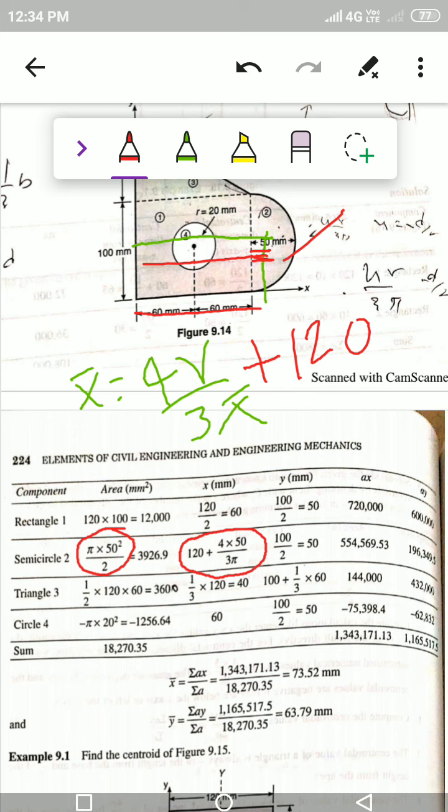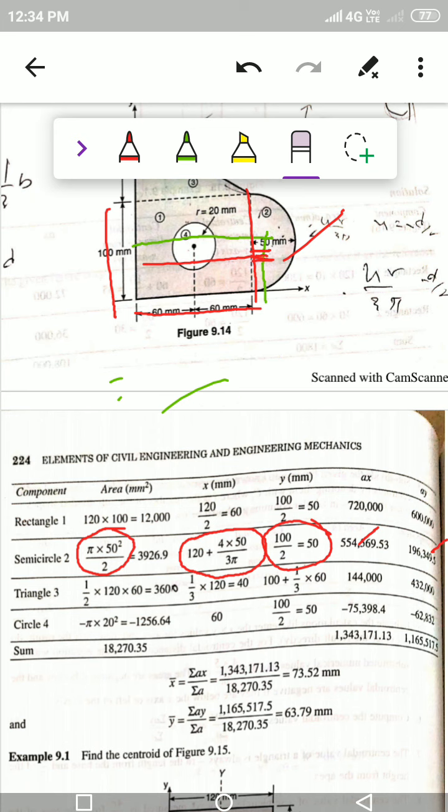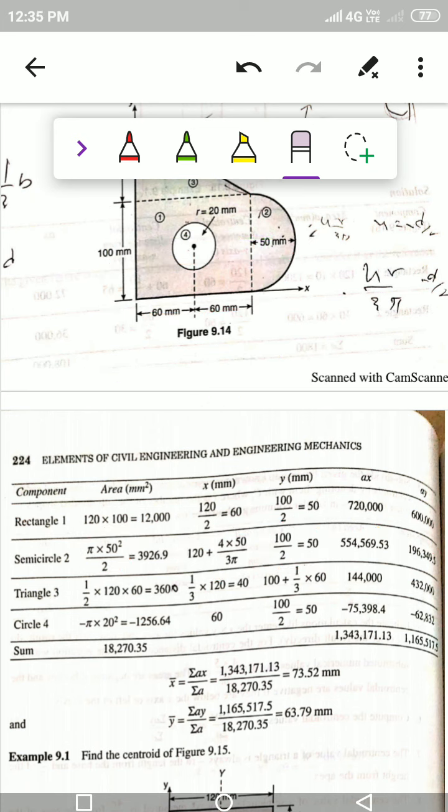And y bar is the same as before, that is d by 2. Total d is this distance. So d is how much? 100, therefore 100 divided by 2. Once you have calculated the x bar and y bar, you can easily calculate Ax and Ay by multiplying the area into x and area into y columns. So this is the centroid of the second geometrical figure, the semicircle.